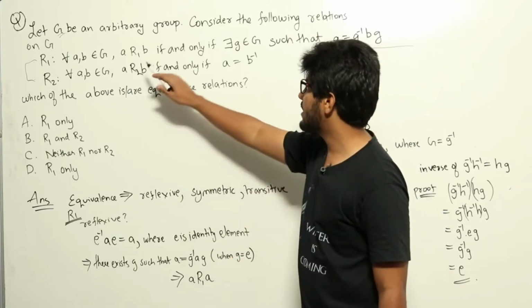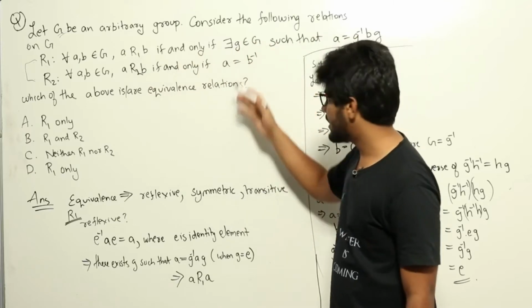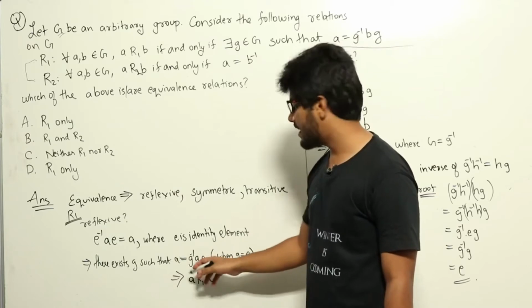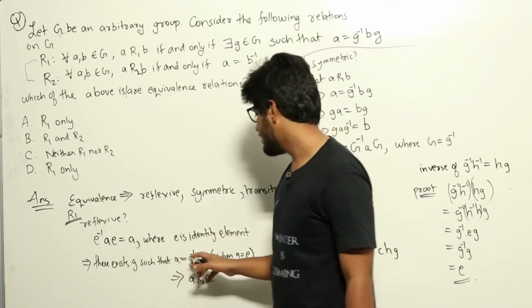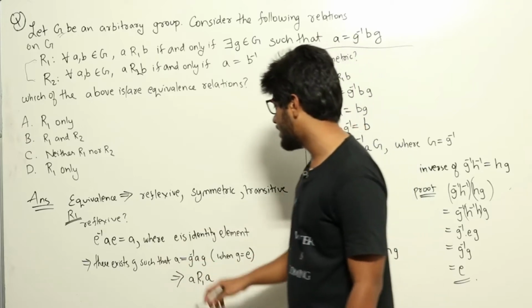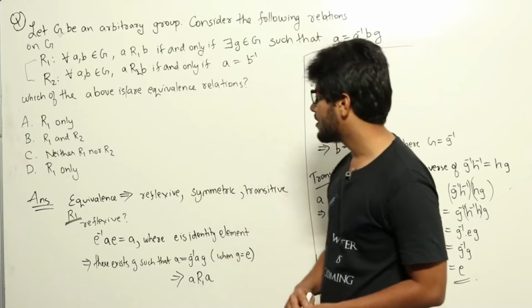Now in R1 they were saying that A is related to B if and only if there exists g belonging to the group. Now g can be anything, so clearly I have shown here that if we are taking g as E, then this condition is satisfied, which implies A is related to A through relation R1, meaning R1 is reflexive.